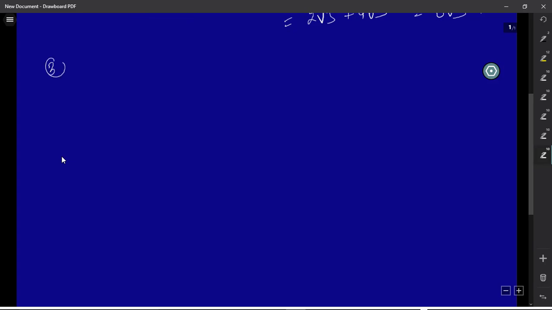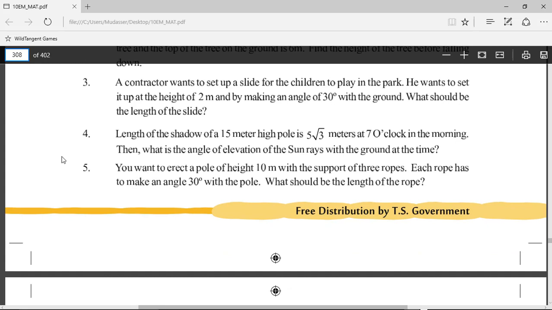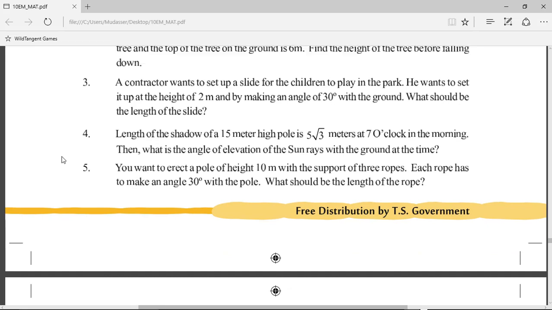Problem number 3. Again, we just have to read the question and we'll have to draw a right angle triangle accordingly based on the question. A contractor wants to set up a slide for the children to play in the park. Take care. He wants to set it up at a height of 2 meters and by making an angle of 30 degrees with the ground. What should be the length of the slide?